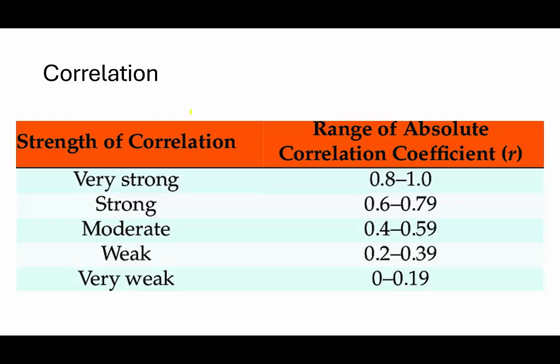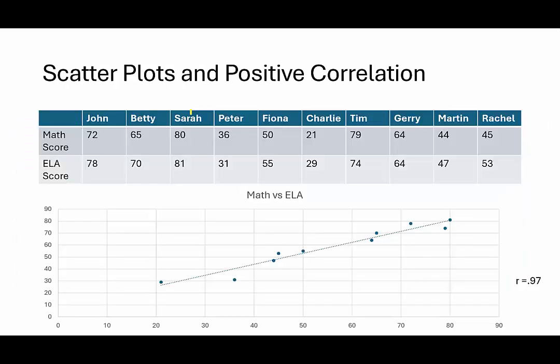Strong is 0.6 to 0.79. Moderate is 0.4 to 0.59. Weak is 0.2 to 0.39. And very weak is from 0 to 0.19. So let's look at some examples of what a positive correlation looks like, a negative correlation, a no correlation, and a scatter plot. You will be making scatter plots for me in the homework.